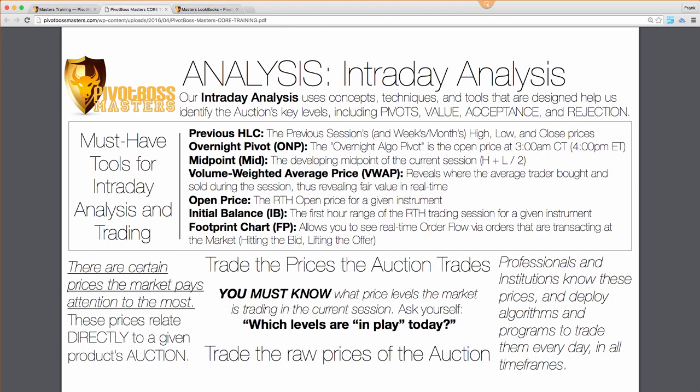I would say the biggest thing with regards to initial balance, and again, we'll get to this tomorrow, because we're going to break this up into 2 segments. Today we're going to talk about previous high-low close, overnight pivot, midpoint, and volume-weighted average price, and tomorrow we'll finish up with open price, initial balance, and footprint. But the biggest thing with regards to initial balance, at least in my opinion, is that you want it to be created during a period of time where the market is actively seeking its range, right?